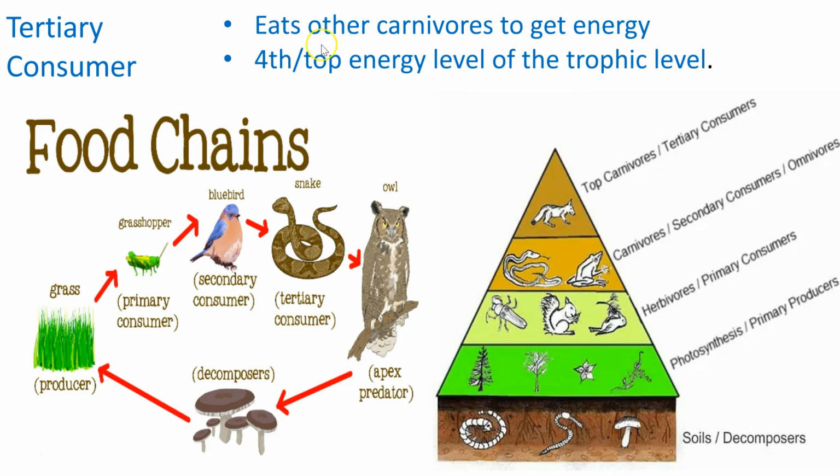Tertiary consumers are going to eat the other carnivores to get energy. They're usually going to only be the fourth level. You can keep going, as you can see, but generally speaking, we'll stop after 4. So here's first, second, third. This would be then the fourth, the tertiary consumer.